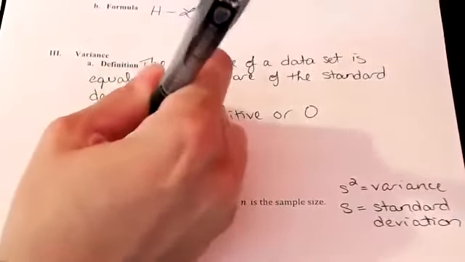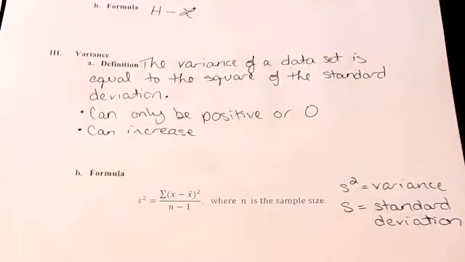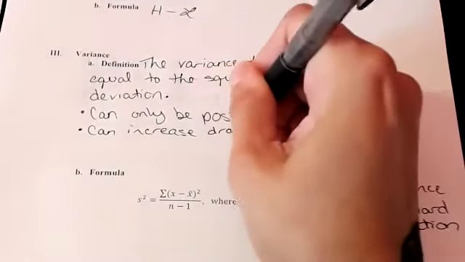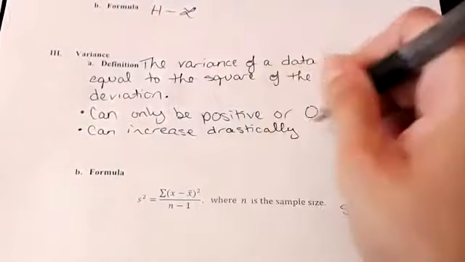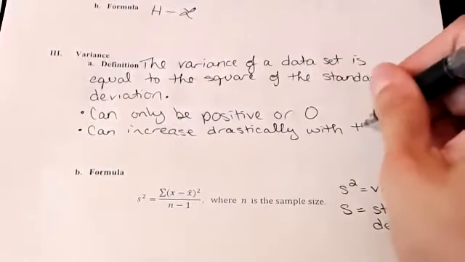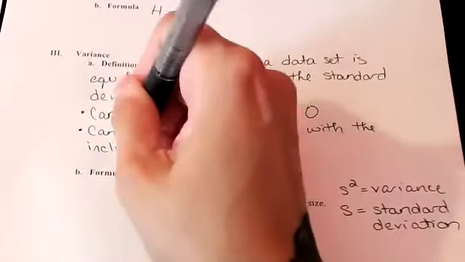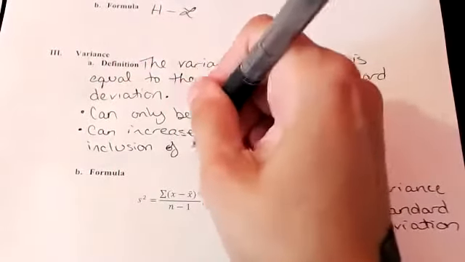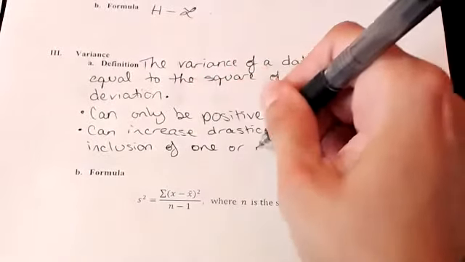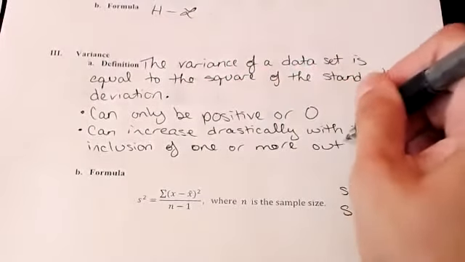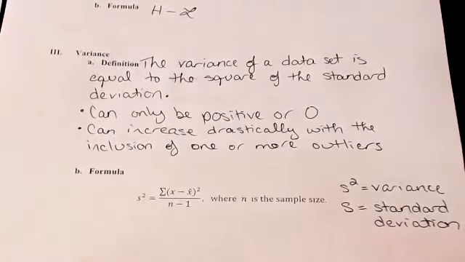It can increase drastically with the inclusion of one or more outliers. Since it's a measure of variation, the spread of data, it should make sense that variance would increase that drastically with the inclusion of outliers. It's very sensitive to outliers because we're talking about the spread of data.